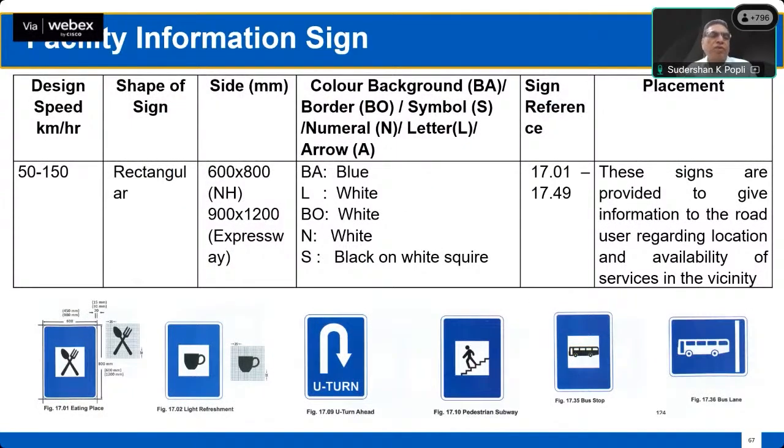Then facility information, we have to place the facility information sign for the road users. Facility information shows where the eating places are, where refreshments are, where the U-turn is, where the bus bay is. So these kinds of signs are required to be placed. And in the case of wayside amenities, these signs are placed together at one place.